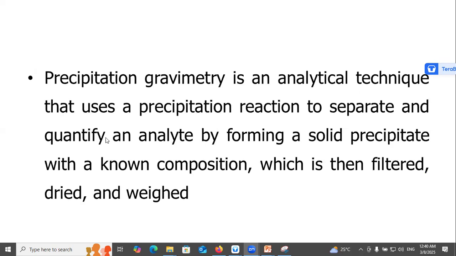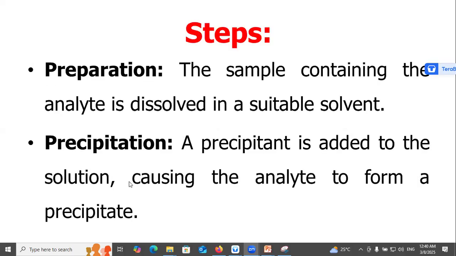Precipitation gravimetry is an analytical technique that uses a precipitation reaction to separate and quantify an analyte by forming a solid precipitate with a known composition, which is then filtered, dried, and weighed. The steps. First of all, preparation. The sample containing the analyte is dissolved in a suitable solvent. A precipitant is added to the solution, causing the analyte to form a precipitate.